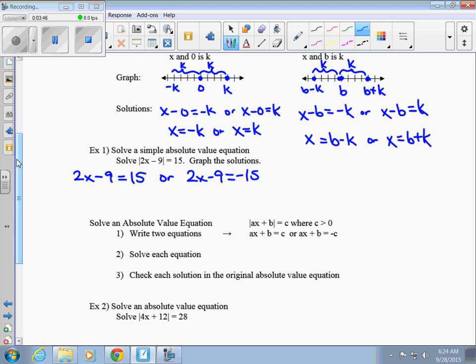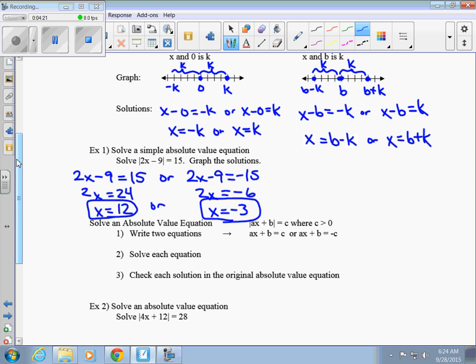Anytime you're solving an absolute value equation, that's what we're doing. We are setting up two equations and solving them. So 15 and 9 is 24, so x equals 12. Or we're going to add 9 and get negative 6, so x equals negative 3. When you have an absolute value, you're going to have two solutions most of the time.